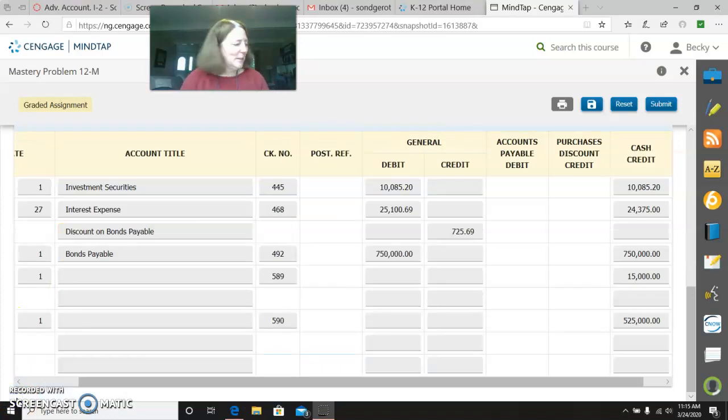So the next transaction is July the 1st, and we are paying our semi-annual interest payment on the $500,000 bond issue. So again, the first thing I do when I do an interest payment is calculate the cash credit. So I'm back down in the cash payments journal, the cash credit. And for this one, it is the face value of $500,000 times the stated interest rate of 6% times 1/2, and that got me $15,000.